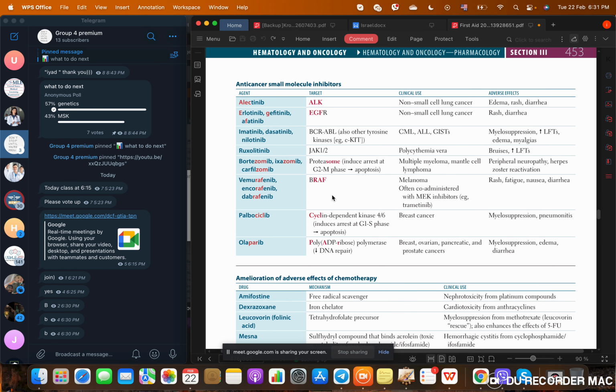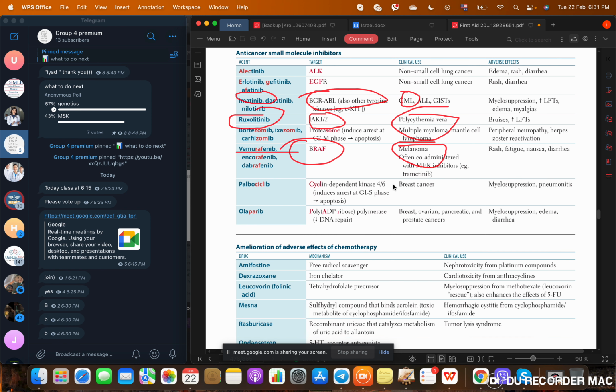So the high yield from this one is the melanoma, BRAF, and this drug. I really cannot pronounce it. I have a problem saying it. And this one, the JAK-STAT inhibition with polycythemia vera and ruxolitinib, imatinib and the CML, and how it inhibits the tyrosine kinase made by the BCR-ABL. And that's it. These are the high-yield ones.